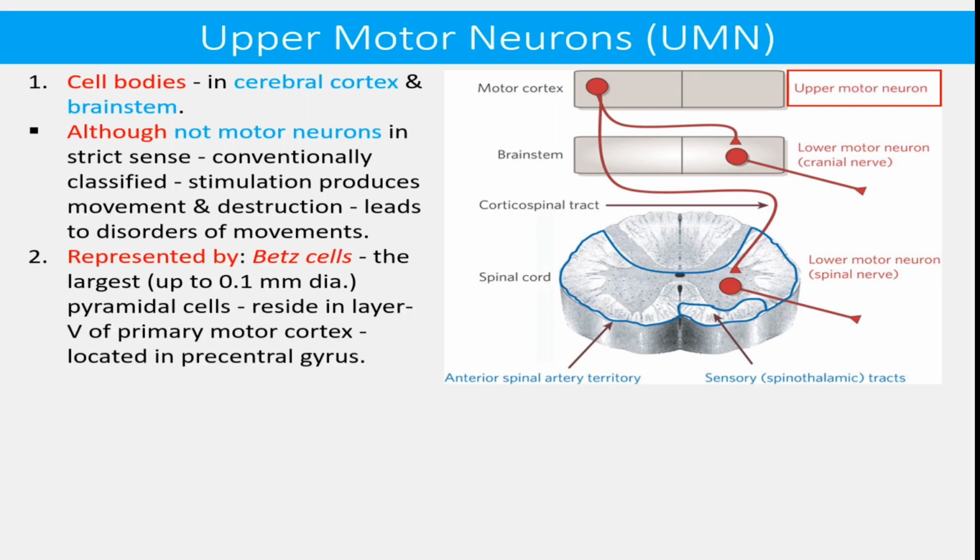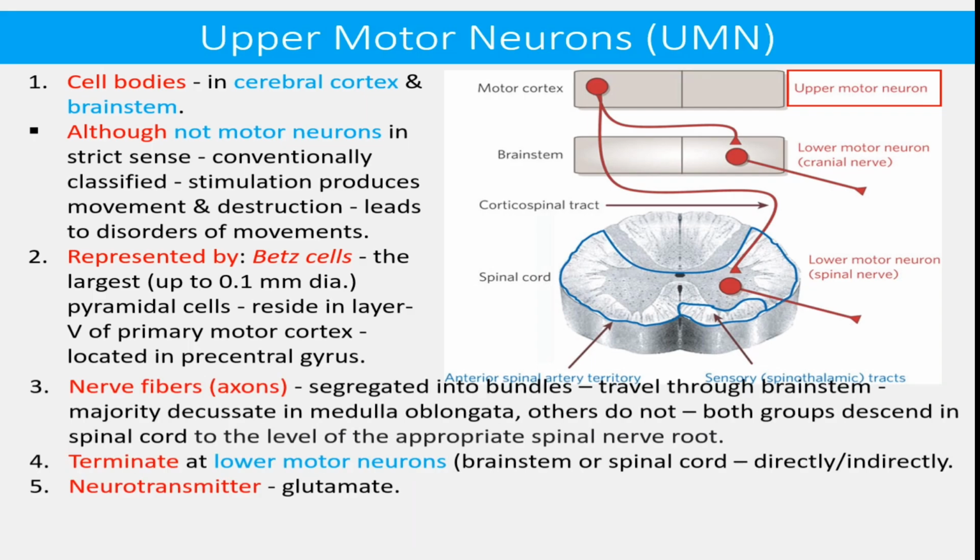They are represented by Betz cells, the largest cells in the cerebral cortex. They have a diameter up to 0.1 millimeter. They reside in layer five of the primary motor cortex located in the precentral gyrus. Their fibers are segregated into bundles which travel through the brainstem. The majority decussate in the medulla oblongata, others do not. Both these groups descend in the spinal cord to the level of the appropriate spinal nerve root.